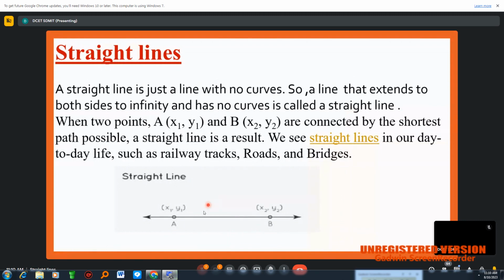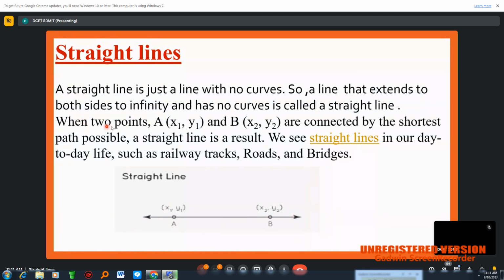So what is a straight line? It is just a line which has no curves. Any line in which there are no curves is called a straight line. We can extend that straight line on both sides up to infinity.